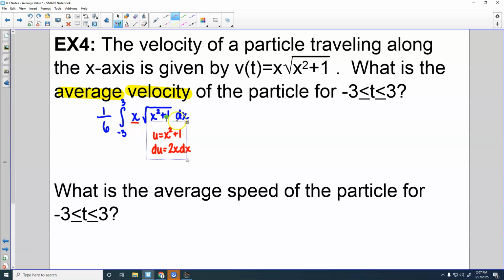Do I have the du that I need? I got the x right here, I got the dx, but I'm missing the 2, so I'm going to put the 2 right here. And if I do that, I got to put the 1/2 out front. You can go ahead and combine these two here if you want. So that is going to give us 1 over 12 times the integral of the square root of u du. What should I do with my limits?